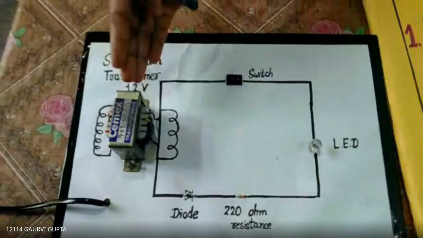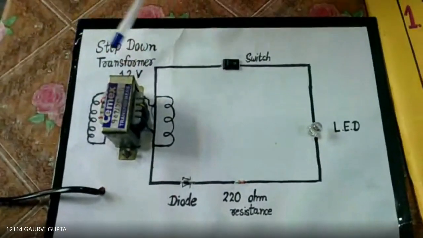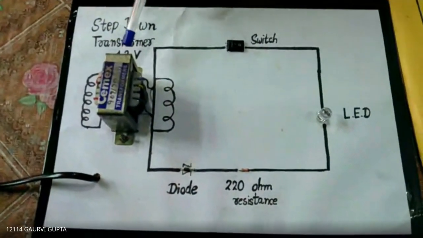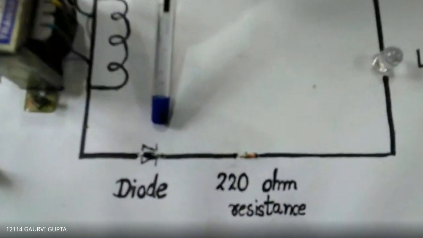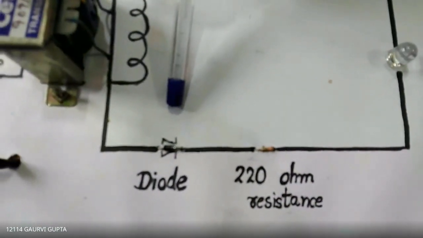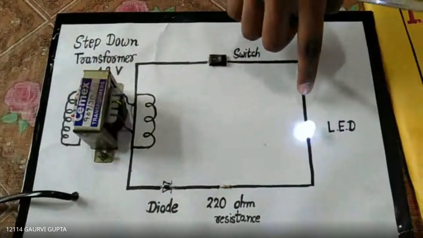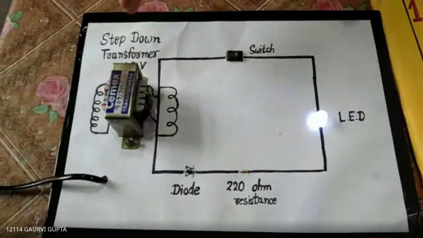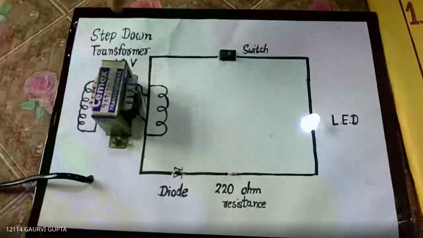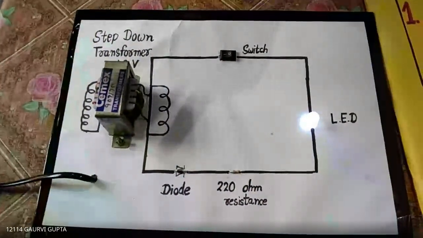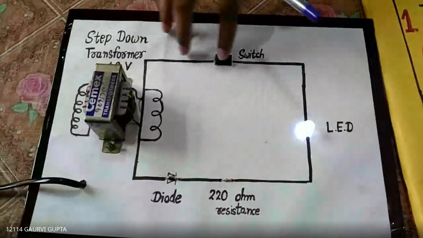Here I have also shown the step down transformer circuit. Here is the step down transformer which converts 220 volts to 12 volts, and a diode is connected here which converts AC into DC, and a resistance, an LED and a switch. When I connect it to the power supply and switch on, the LED glows. This is how a step down transformer works. It transforms a high voltage into a low voltage.